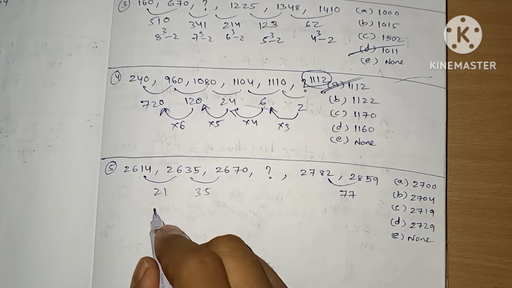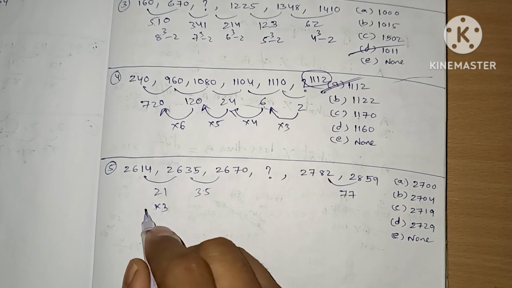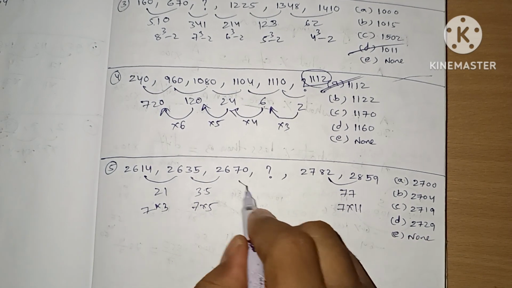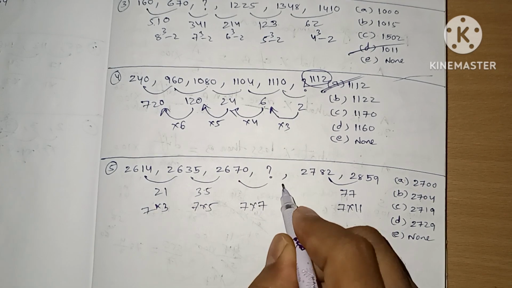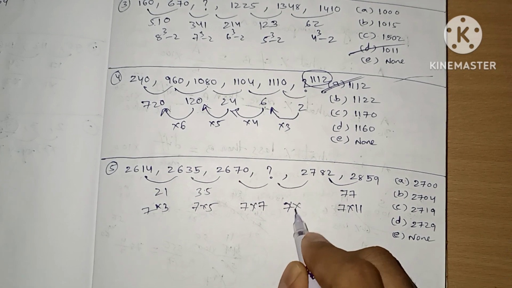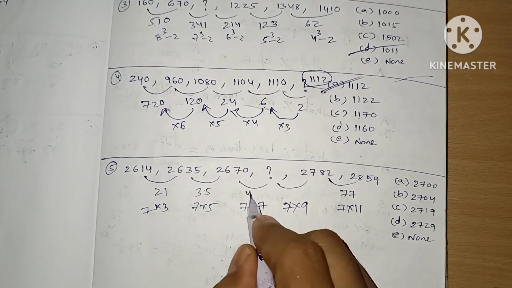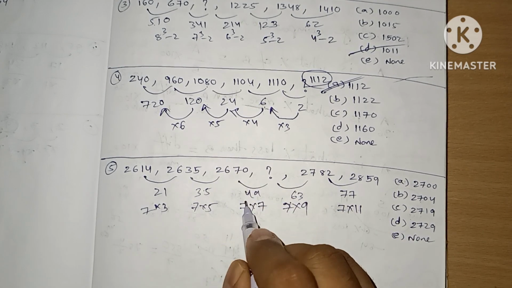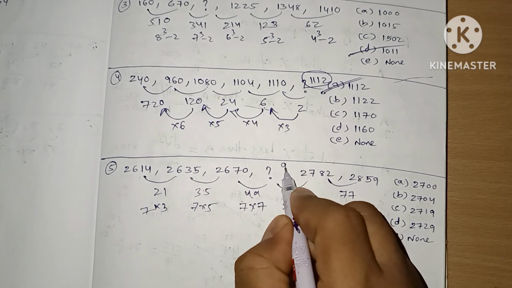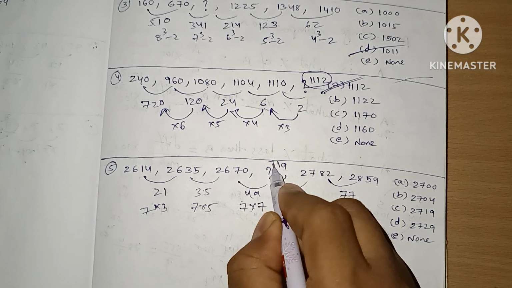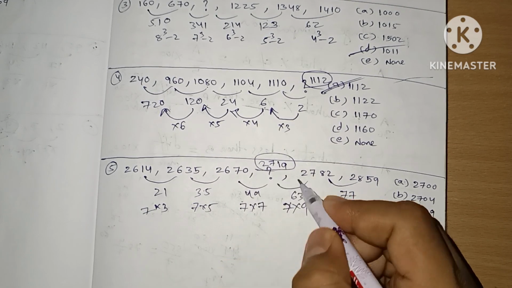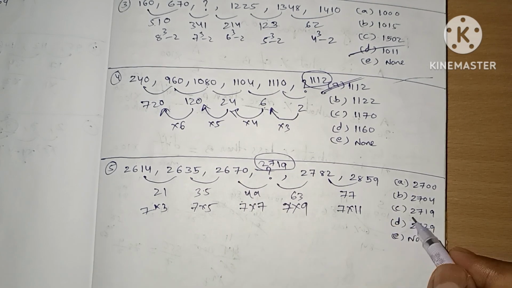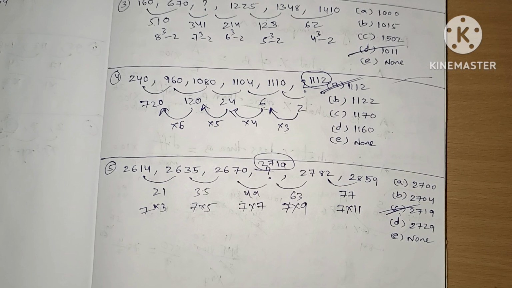I know these numbers are 7 factors. 7 3 times, 7 5 times, this is 7 11 times. So it must be 7 7 times and this must be 7 9 times. 7 7 times is 49, 7 9 times is 63. So we get 2670 plus 49 will be 2719, plus 63 will be 2782. So our answer will be 2719. Option C is our answer.